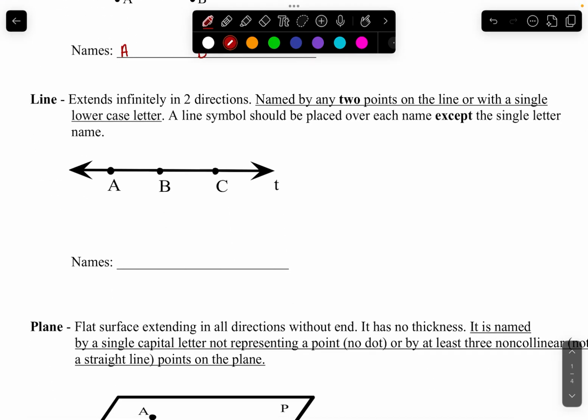A line is going to extend infinitely in two directions. So if you look at the line that I have below, you have an arrow pointing to the left and an arrow pointing to the right because it's extending infinitely in two different directions. We will name a line by any 2 points that are on the line, or you can name it with a single lowercase letter. A line symbol should be placed over each name except the single letter name.